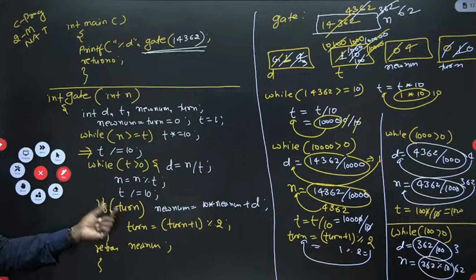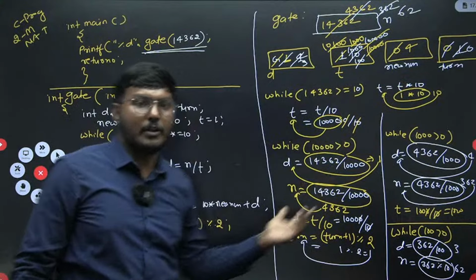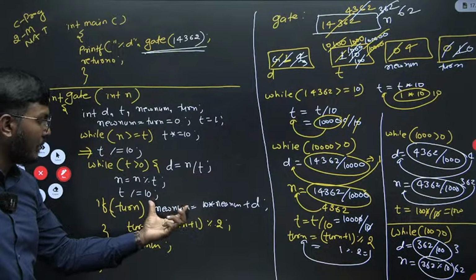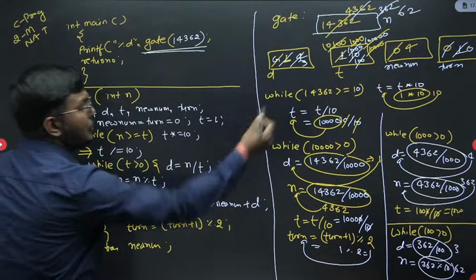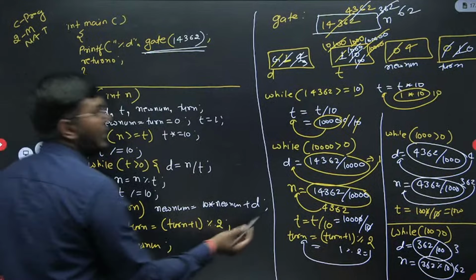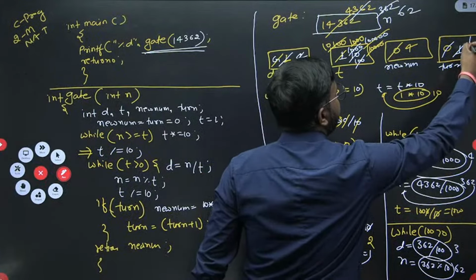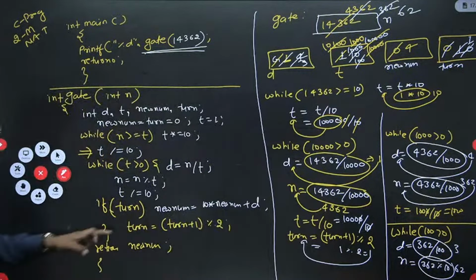If turn, what is turn? Turn is 0 only. So the condition is false. If the condition is false, don't update the new num. Go and perform turn equal to turn plus 1 modulo 2. What is turn? Turn is 0, 0 plus 1 is 1, modulo 2 is 1. So this turn is updated to 1. Getting my point? Now again go to the while loop.